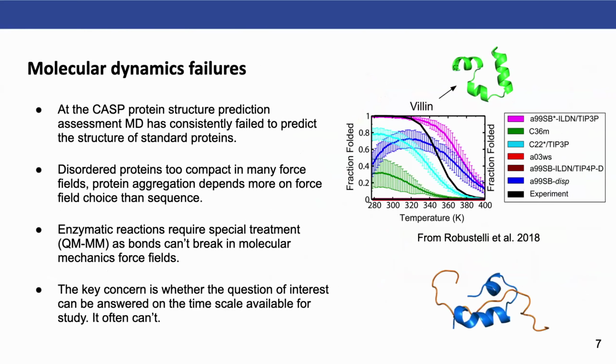However, in the CASP protein structure prediction assessment, MD has consistently failed to predict the structure of proteins. Disordered proteins, in many force fields, are too compact. For instance, on the right, this isn't a disordered protein, but you can see how the behavior is different for different force fields. And if you want to do enzymatic reactions, that's a problem. You need to do something like QM/MM or use a machine learning potential with your molecular mechanics model, because bonds can't break.